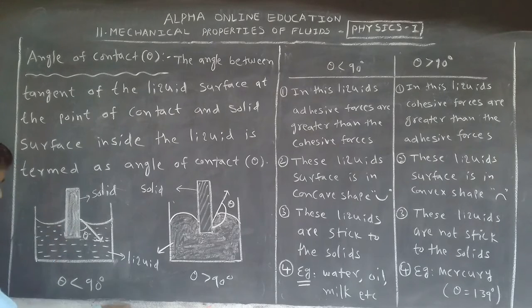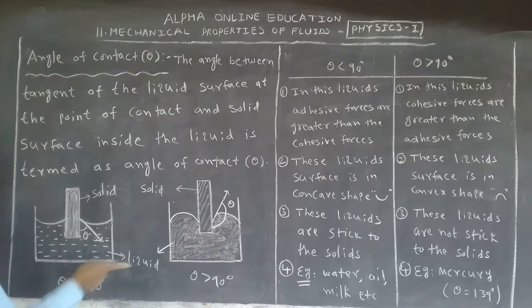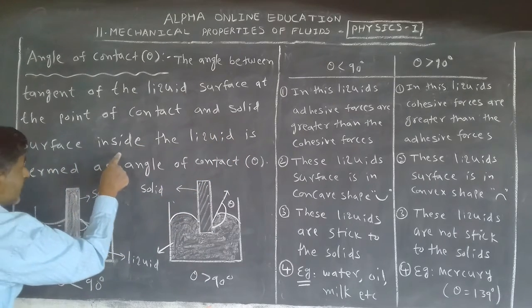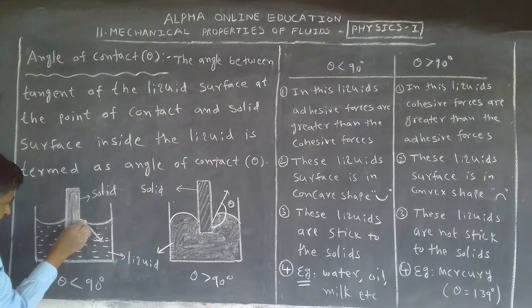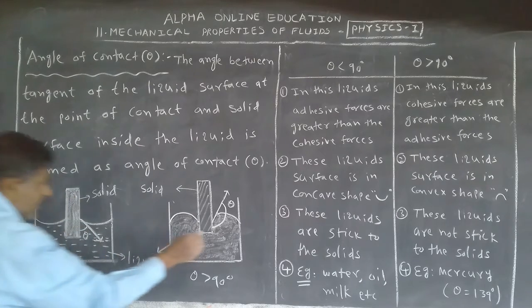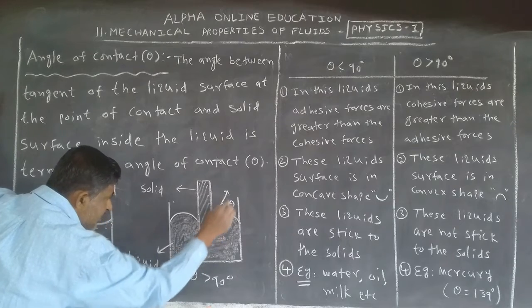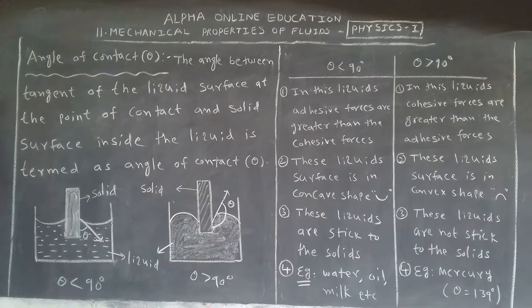For this one, the tangent is in this direction. For this one, the tangent is in this direction. Now where do you take the angle from? Inside the liquid. For this tangent we want to take the angle from inside the liquid. Here also this tangent line is measured inside the liquid. It is termed as which one? Angle of contact.